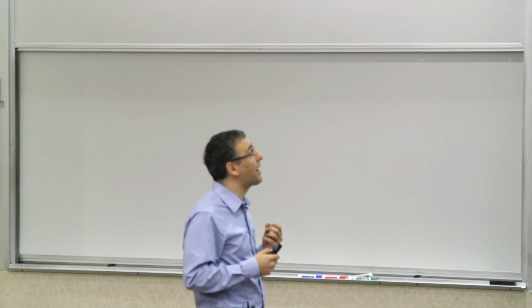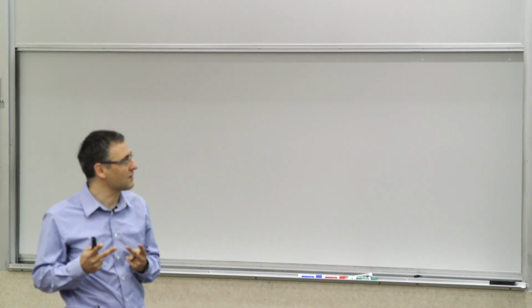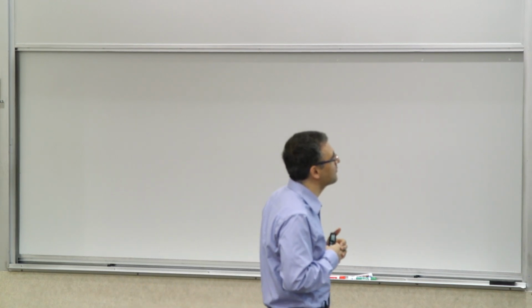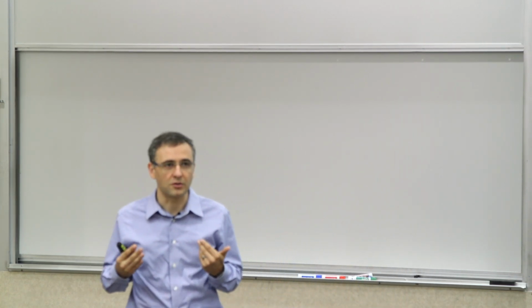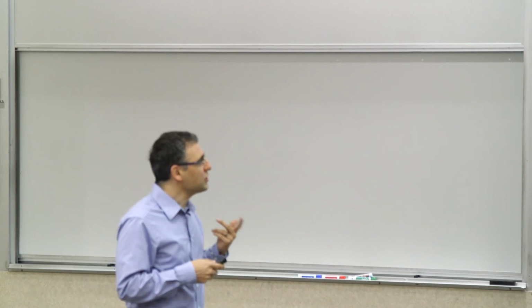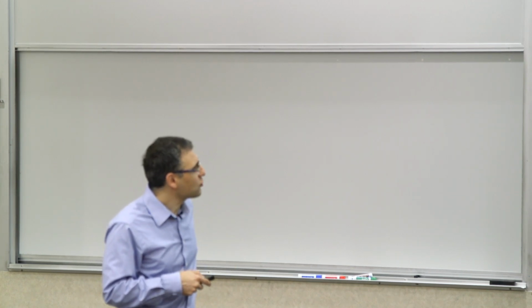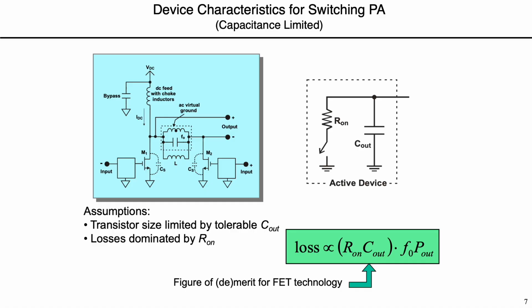Now, for switching power amplifiers, we'll introduce two figures of merit that are important, because they're two different scenarios. In a switching power amplifier, the actual switch looks more like the picture on the upper right. What you have here is an ideal switch. It has an on resistance, and you have a capacitance associated with it, which will be present when the transistor is off, and when it's on.